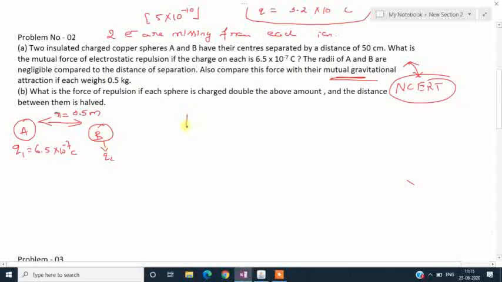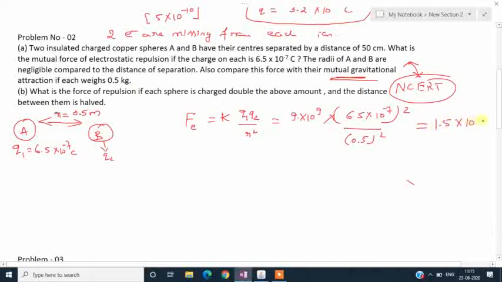So we can easily find out the electrostatic force. I'm naming it Fe because it is electrostatic force. So K into Q1 Q2 divided by r square. Very simple it is. So 9 into 10 to the power of 9, 1 by 4 pi epsilon naught, this K value. Then substitute 6.5 into 10 to the power of minus 7 whole square, divided by r is 0.5 square. So you will get this as 1.5 into 10 to the power of minus 2 Newton. I am not concentrating on the calculation part of it, so you need to do that.